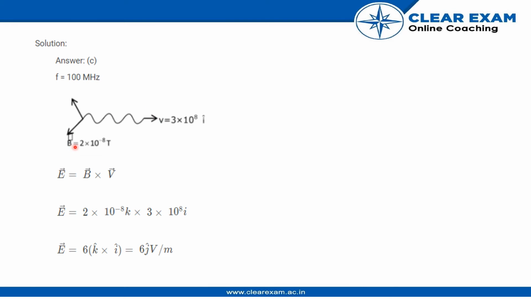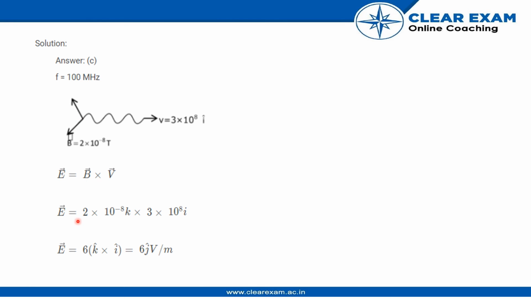We know that the electromagnetic wave's direction is equal to E vector cross B vector. So similarly we can find the E vector as B vector cross V vector. That is, all three should be perpendicular to each other. So we have the E vector to be equal to B vector cross V vector.